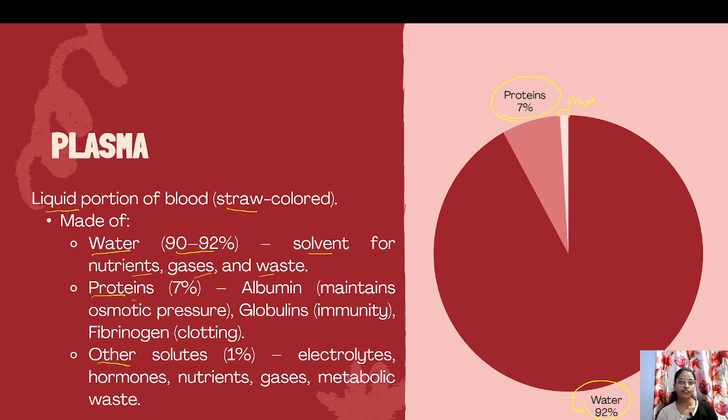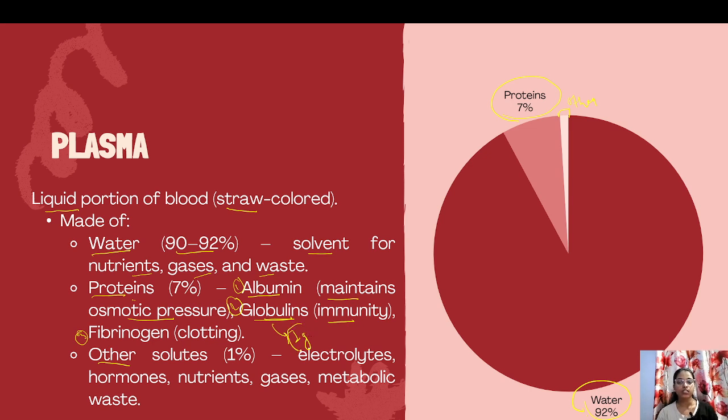Then proteins. There are three types of proteins present in the plasma. First is the albumin, second globulin, and third is the fibrinogen. Now, what is the function of albumin in the plasma? It is involved in maintenance of osmotic pressure. Second, globulin, it is involved in immunity. Globulin is responsible for formation of immunoglobulin, that means the antibody present in the body.